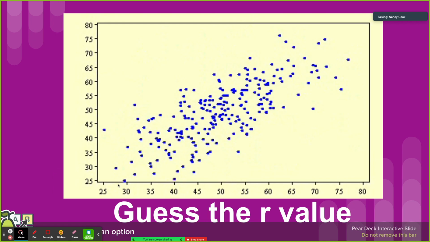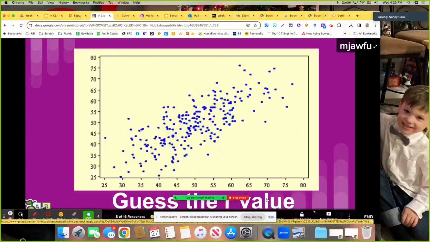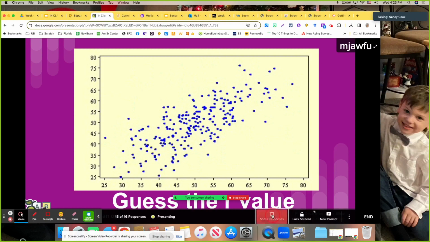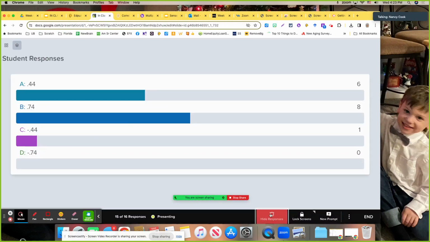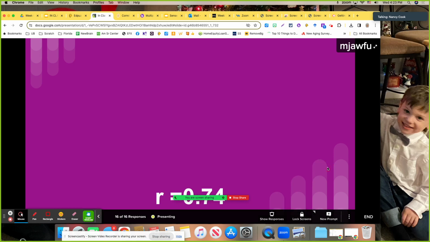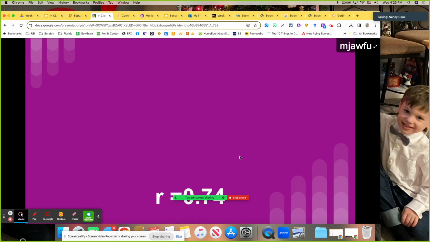So now, look at this. Good. All right, so make a guess what you think this is. Okay, I'm going to show the responses. Let's see what you think. So some of you think it's 0.44, some think 0.74, some think it's 0.44. Okay, now the next slide is going to show you what it actually is. And the correlation is 0.74. So it's a pretty strong correlation.